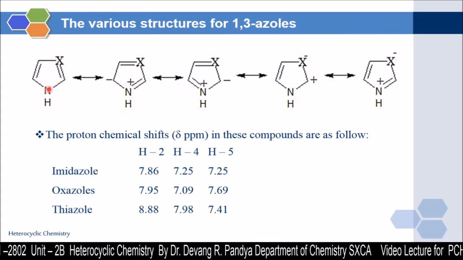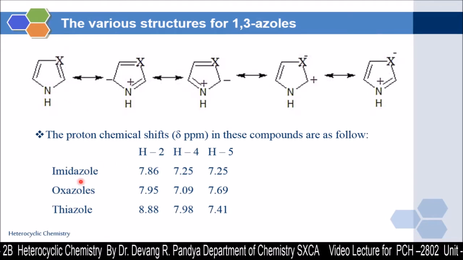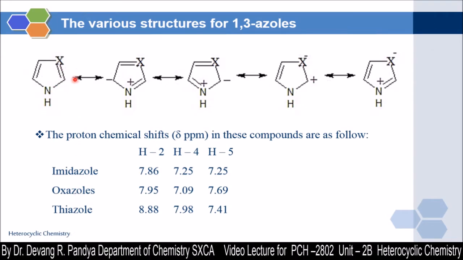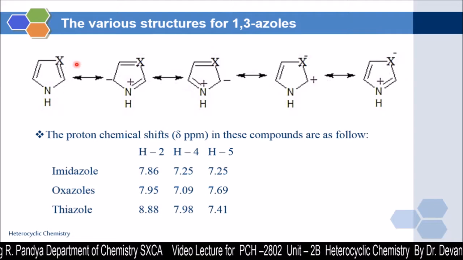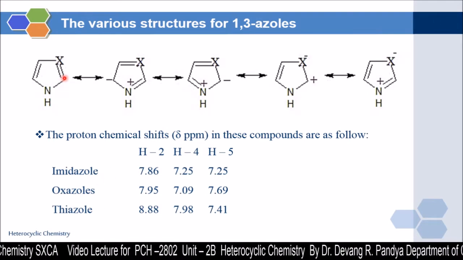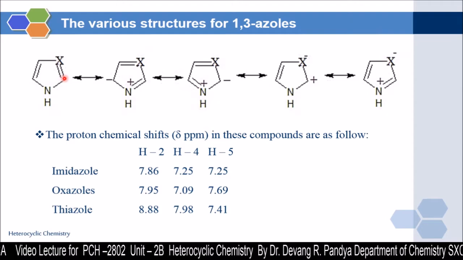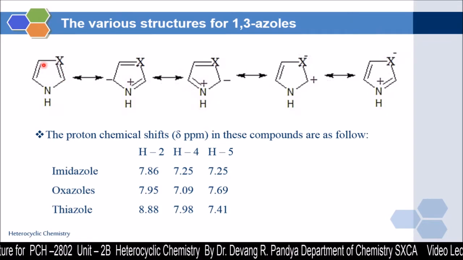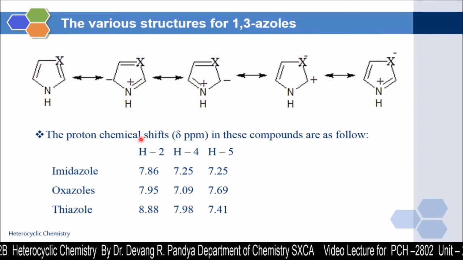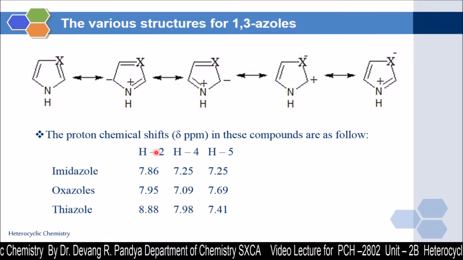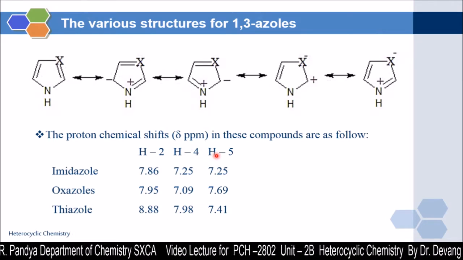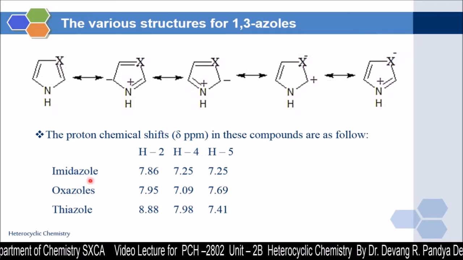When two nitrogens are there, it is imidazole. One nitrogen and one oxygen, oxazole. One nitrogen and one sulfur, that is thiazole. Each has a second carbon containing a proton, a fourth carbon containing a proton, and a fifth carbon containing a proton. So H2, that is the second carbon, contains a proton, H4, the fourth carbon, contains a proton, and H5, the fifth carbon, contains a proton.